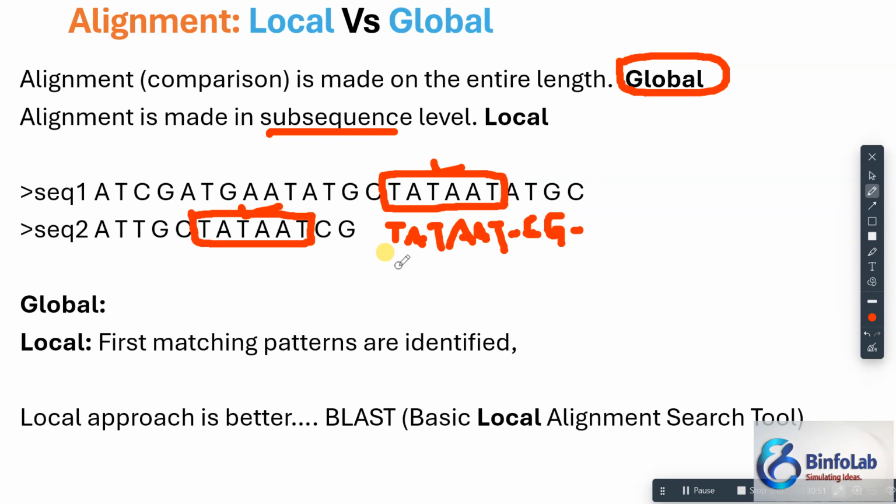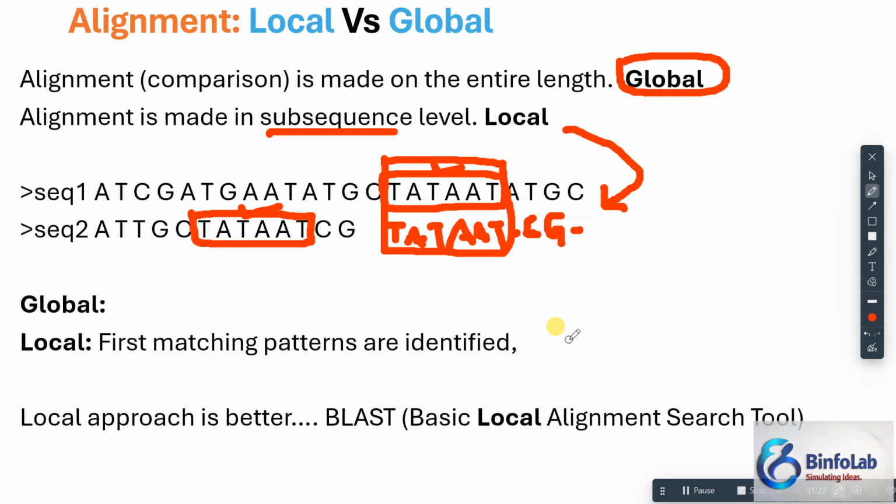But the program will also tell you that these two sequences are matching each other. The program will not skip these two sequences just randomly. It will treat them as belonging to the same class of regulatory sequences or whatever. So that's why local alignment is more powerful than global alignment.